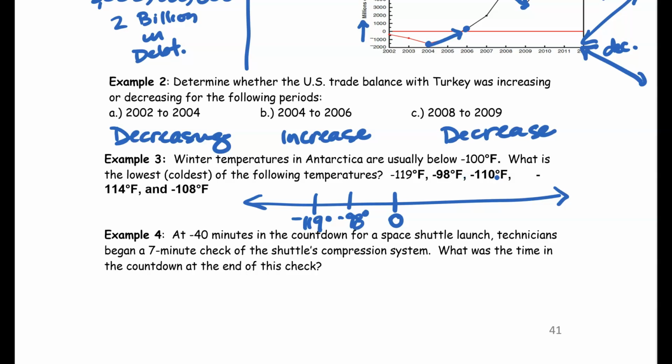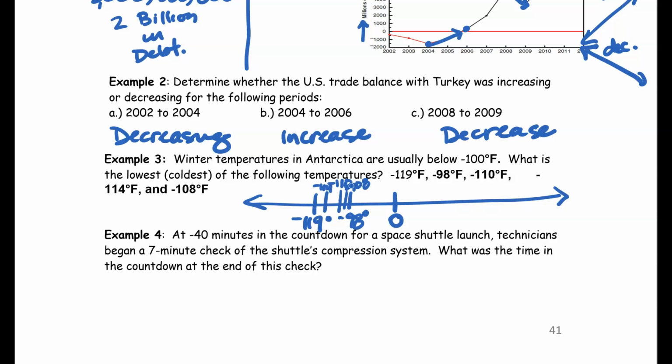Where would -110 be? Maybe it's right there, so -110. Where would -114 be? Maybe right there. And where would -108 be? Maybe right there. So next time I'll draw a bigger number line. But basically you get the idea.